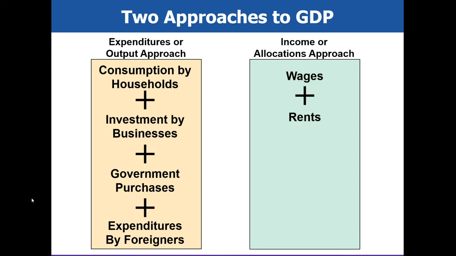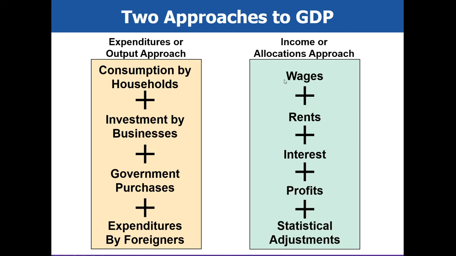Then we go to the income approach. What you want to notice is that wages is what we pay labor. Rent is what we pay for land. Interest is the cost of capital. Profits is the cost of the entrepreneur. So the income approach takes the four factors of production and their cost, adds those up, and that's the income approach. There is a slight statistical adjustment on this, right?